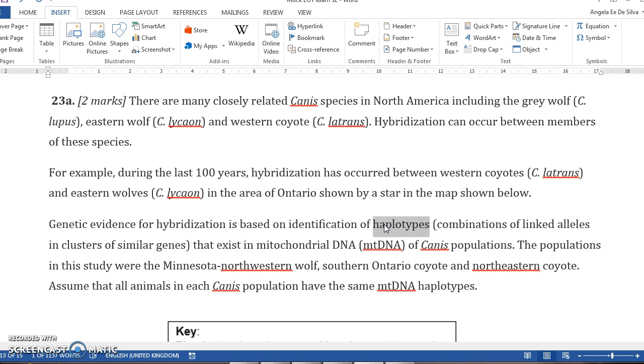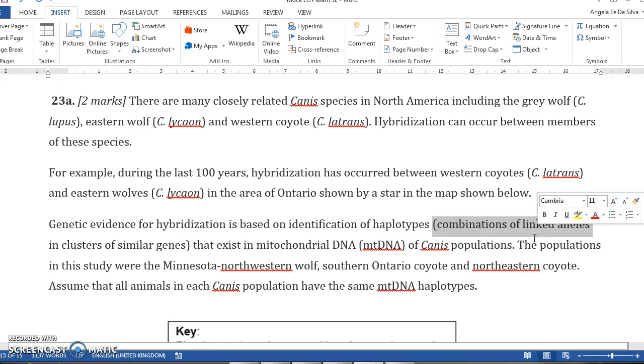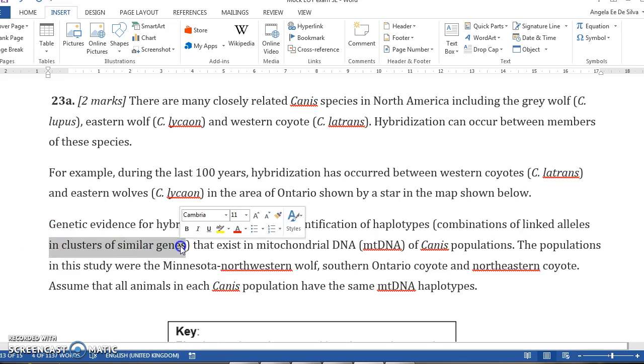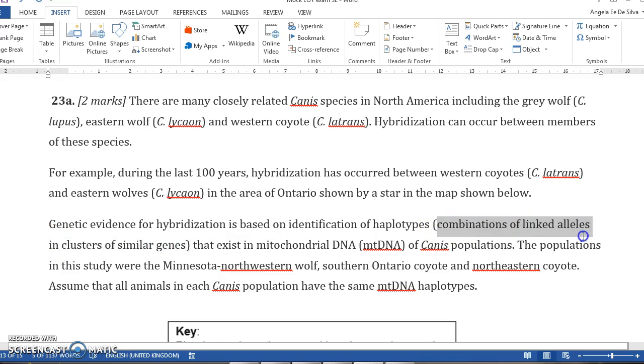So in this case, the context is haplotypes, and they explain very briefly that it is actually a combination of linked alleles in clusters of similar genes. So if you do not understand this sentence, what you could at least understand is that these are alleles, which you've learned before, and these are actually genes. And you just take it from there, alleles and genes.